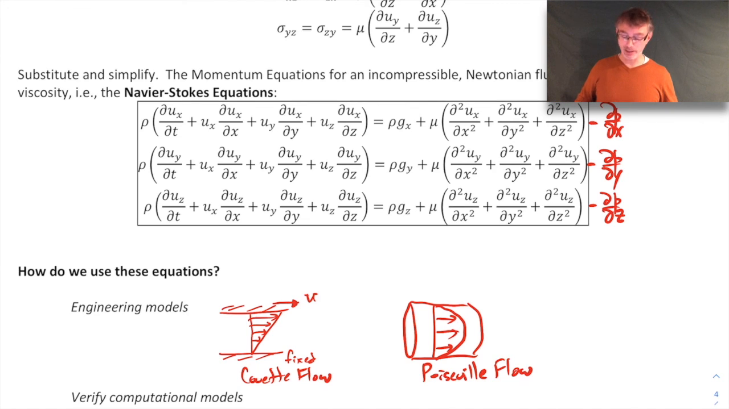Okay, I'll go ahead and end it there. Hopefully you have a better appreciation for what the Navier-Stokes equations are, and they seem hopefully a little bit less scary. We'll end it there.